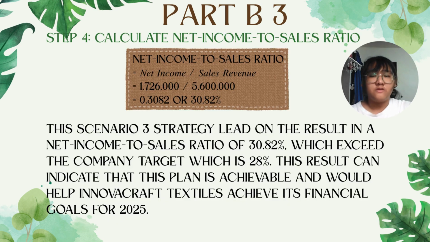And step 4, which is the last step, is calculate the new income to sales ratio, where we use the net income, which is 1,726,000 ringgit, divided by sales revenue, which is 5,600,000 ringgit, and we will get 0.3082, or it equals 13.82%.